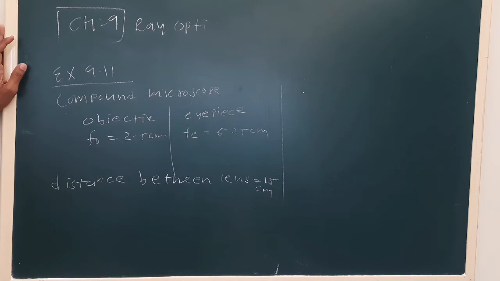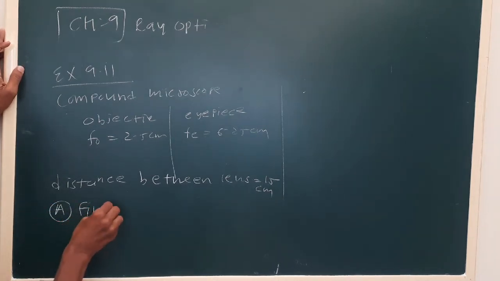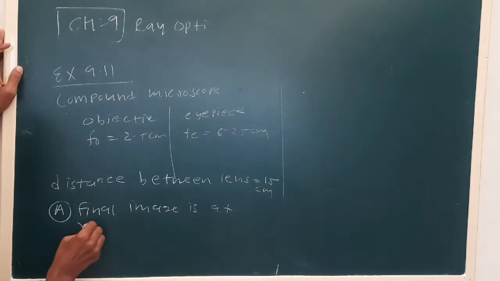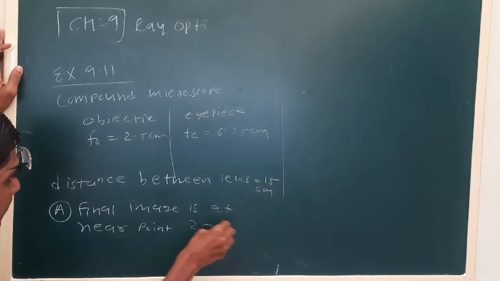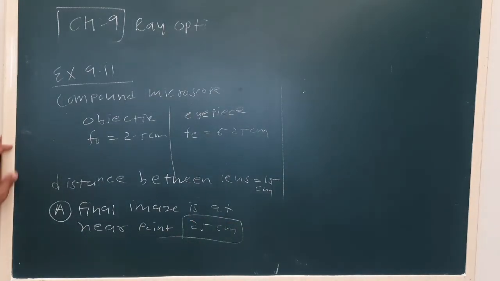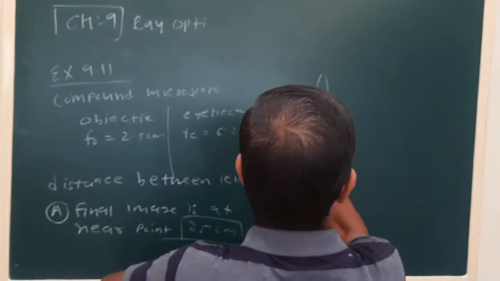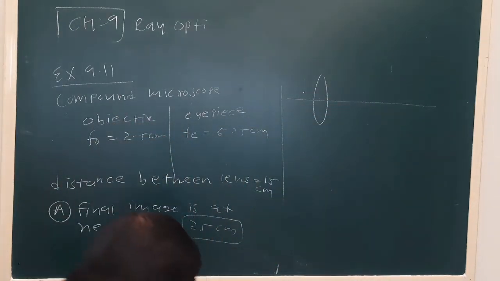See, again the question is in two parts. First we take part A. The final image is at near point, that is 25 centimeter. Now let us revise the simple ray diagram of a compound microscope. Then it will be easy for us to understand.